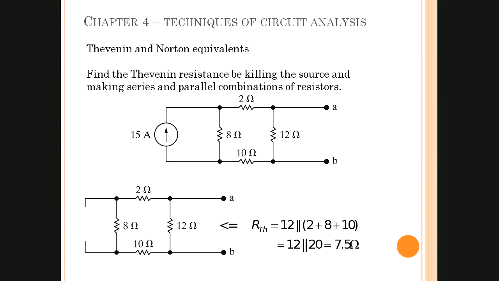Okay, we are on slide 8. And let's do this one. Find the Thevenin resistance. And I think the author meant to say by killing the source and making series and parallel combinations of resistors. Okay, so here's another way of doing this. We have a current source here. We have that same resistive network, and we have A and B as the open circuit voltage. Right?